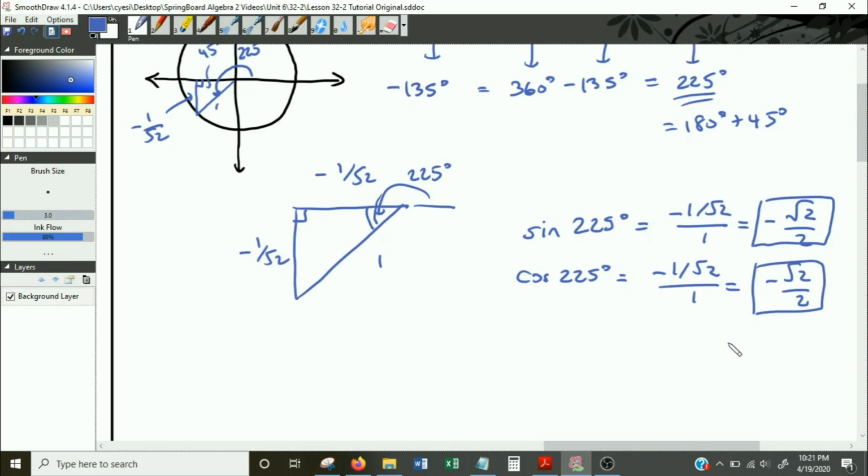And the last one is going to be tangent of 225, which is going to be opposite over adjacent. So it's going to be negative 1 over root 2 divided by negative 1 over root 2, which equals 1. So this is going to be 1. So that's how we use special right triangles on the unit circles.